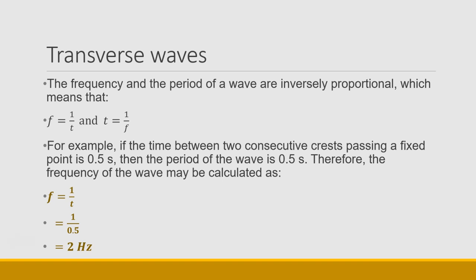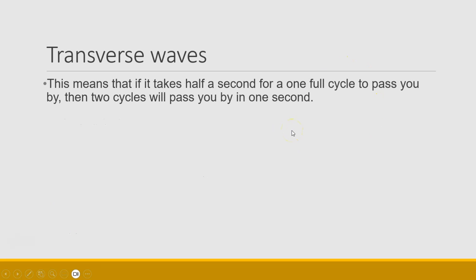So that means that if a cycle takes half a second, then in 1 second we get 2 cycles. That is what we mean when we say that frequency and period are inversely proportional. So again, if it takes half a second for one cycle, then in 1 second, you'll get 2 cycles.